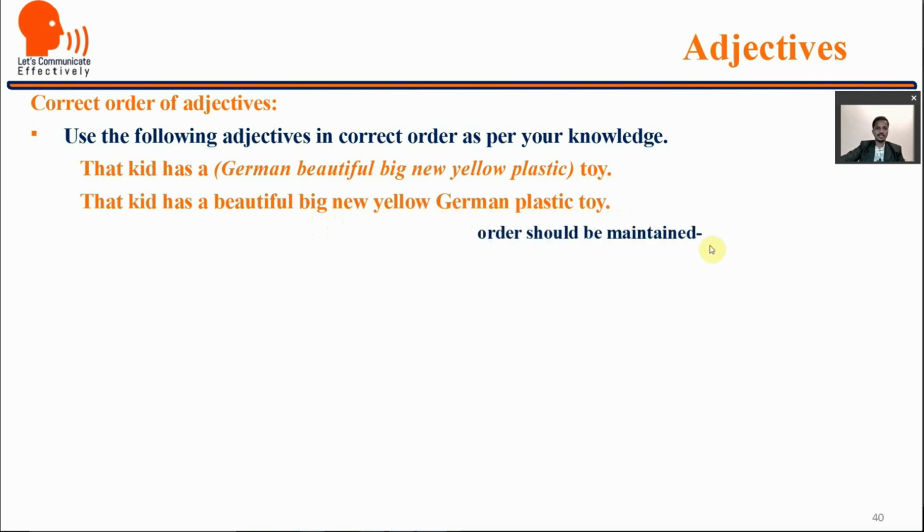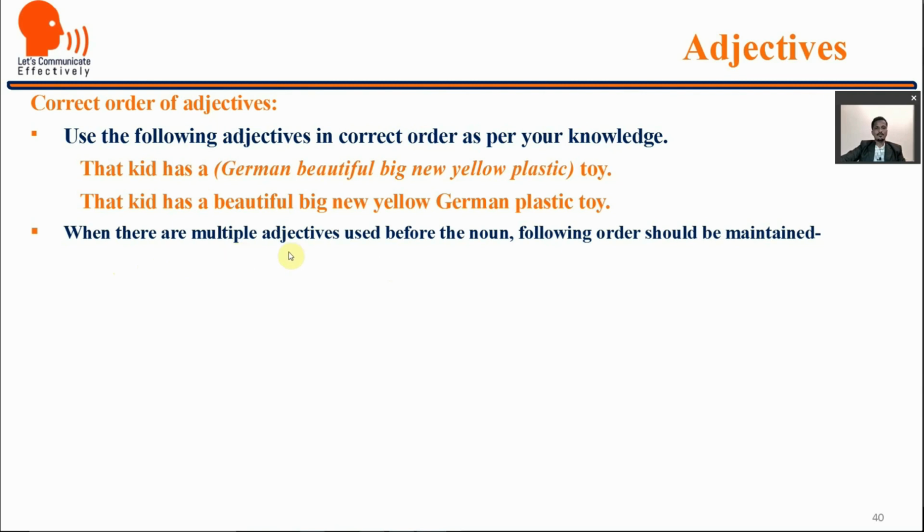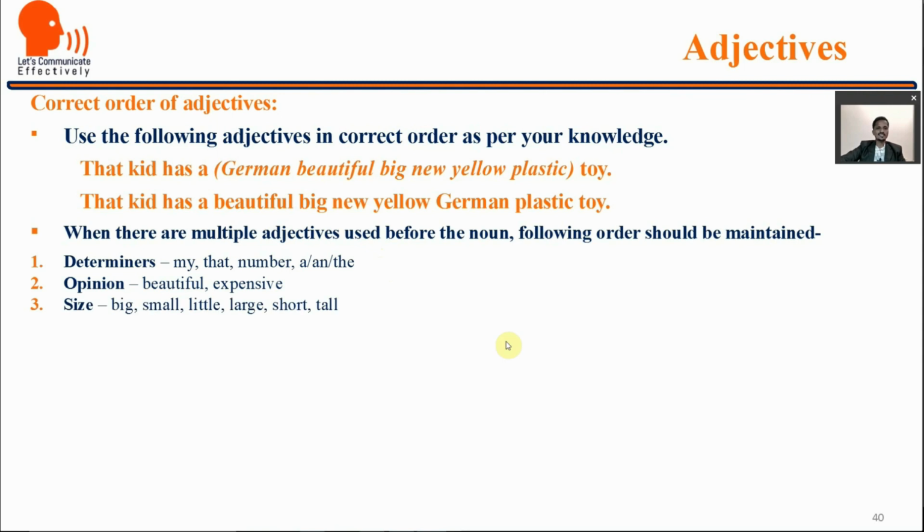So what are the rules? Let us see now. When there are multiple adjectives used before the noun, the following order should be maintained. First, determiners should come: my, his, her, that, or any number, or a and the. That's why a has come first here. Then opinion, beautiful or expensive. That's why it is beautiful. Size, big, small, little, large, short or tall. So it is here big.